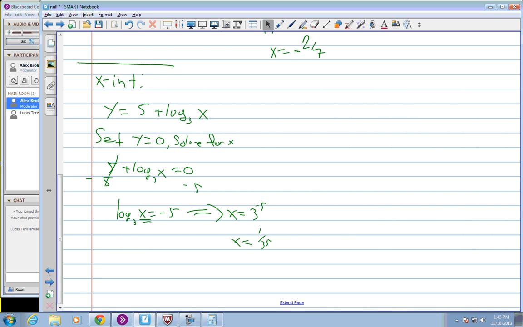Right, so you're going to shift 1 to the left, right? So that will shift the vertical asymptote. So 0 will go 1 to the left. So yeah, negative 1 in that case.